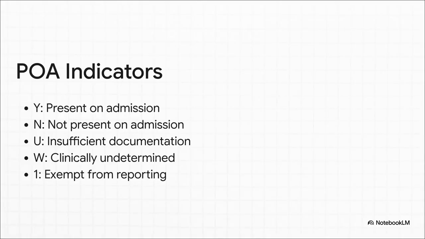However, there is a very strict rule governing these secondary diagnoses, and you need to know it: the present on admission, or POA indicator. Coders have to append a POA indicator to every single diagnosis. A Y means the condition was present at the time of admission, an N means it was not, U means there's insufficient documentation, and W means it's clinically undetermined. Why does this matter? Well, because Medicare is simply not going to pay you more for a complication that the patient developed while they were under your care.